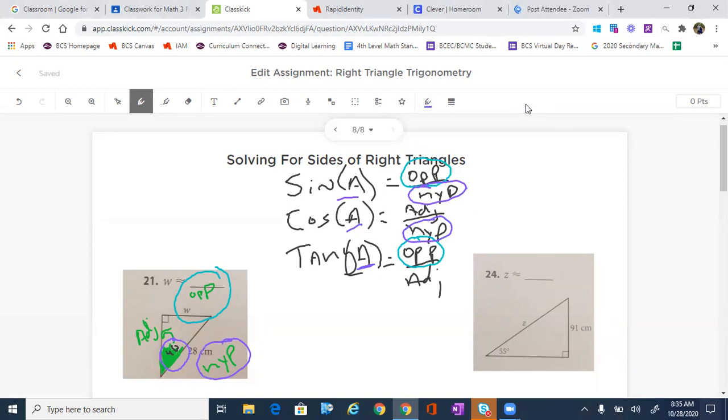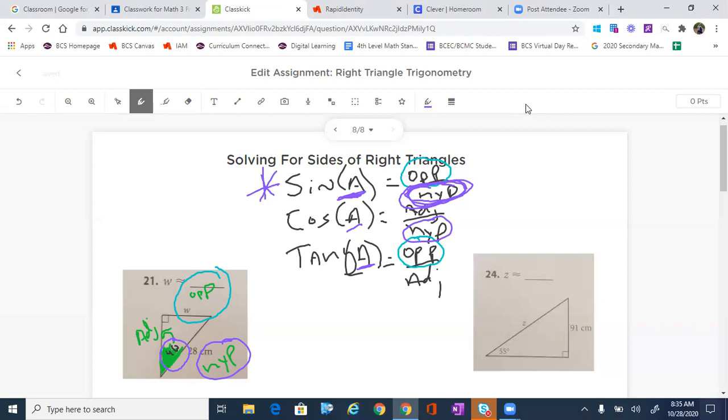Now, the one that I want to locate or decide on picking is the one that I've got all that information. So I've got the angle and the hypotenuse right here. I'm only missing one thing. The one thing that I'm missing is the opposite. I have to use sine in this case.